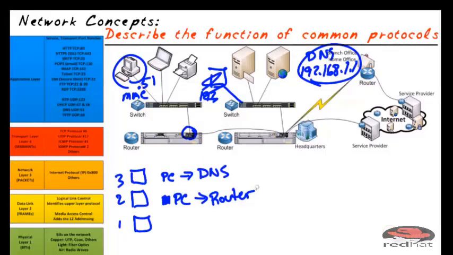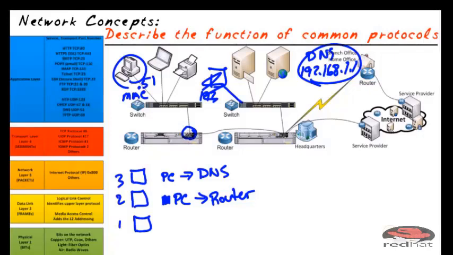Every time. Now, if this PC is talking to the printer, it's going to be the destination MAC address of the printer. If this PC is talking to the laptop, the destination is going to be the laptop. But if we're going anywhere off the network, it's going to be this router.